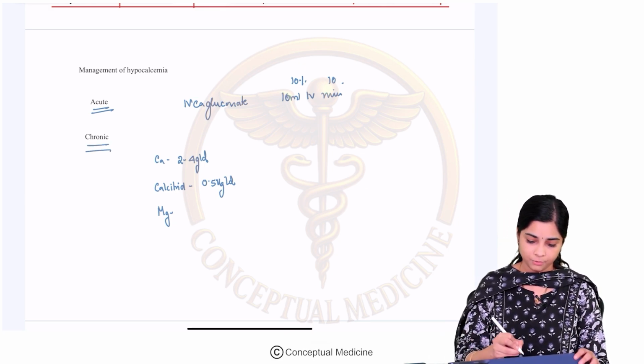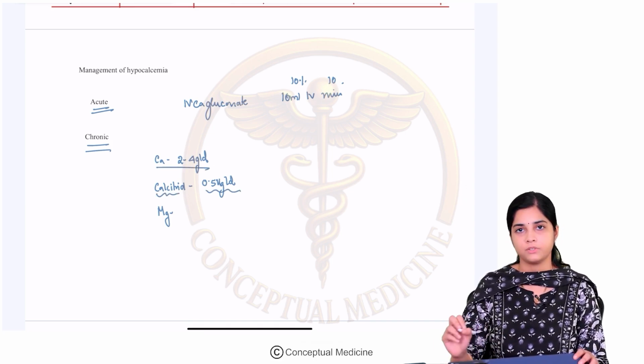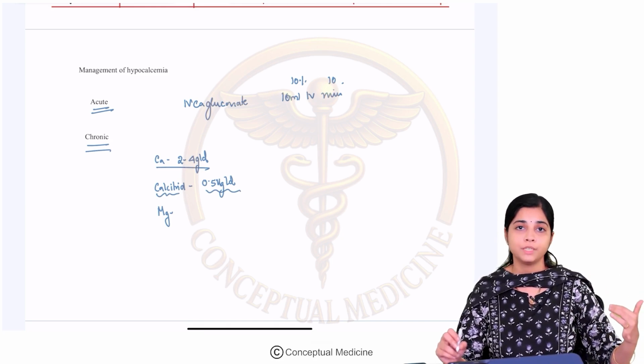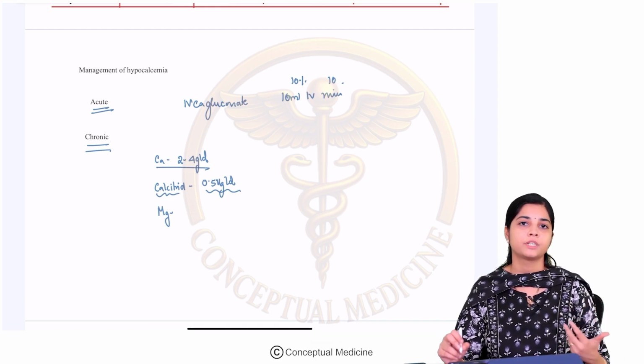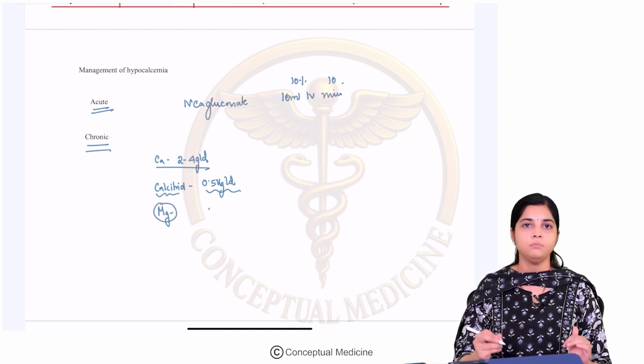Chronically, you may have to give them oral calcium at a dose of 2 to 4 grams per day. Activated vitamin D may also have to be supplemented because if there is resistance at the level of the kidney, you have to overcome it by giving calcitriol, right? PTH cannot act on the kidney, you have to overcome it by giving activated vitamin D. If there is magnesium deficiency, supplement with IV or oral magnesium.